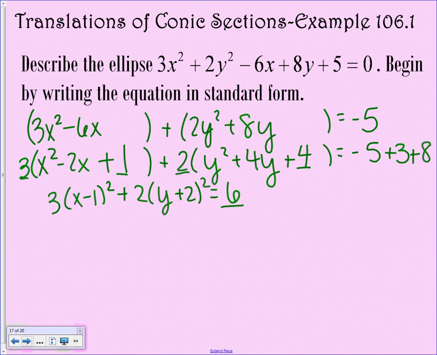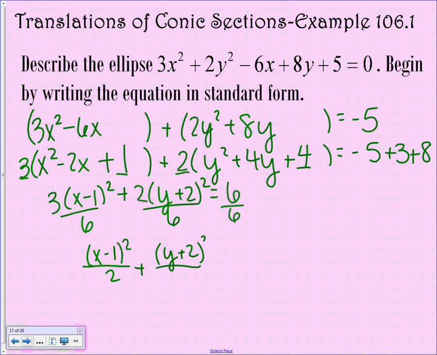So now we need to divide by 6 so that we have a 1. So we have x minus 1 squared over 2 plus y plus 2 squared over 3 equals 1. And so now it says to describe it. So that is in standard form.